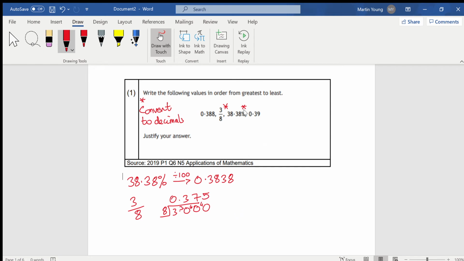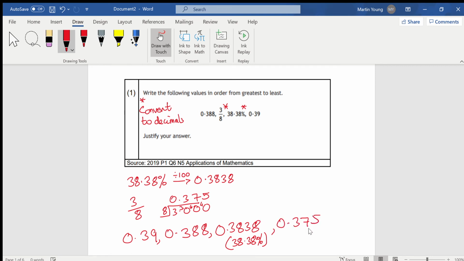So now I can go from greatest to least, putting these in order. The biggest one is going to be 0.39. Then we're going to have 0.388. And then we're going to have 0.3838. Remember, when we're doing these, put it back into the form you found it in the question. Okay, so that was actually the percentage. And then after that, it's going to be 0.375.